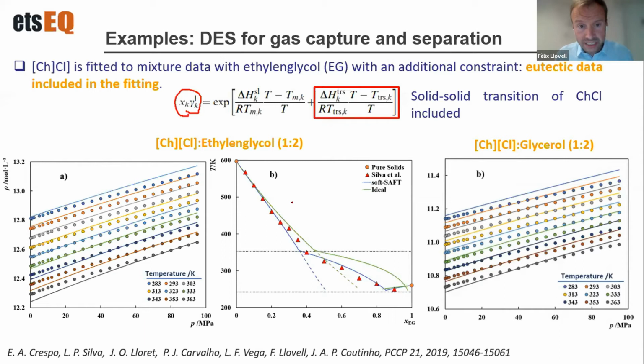Once we have this information, it is possible to calculate other deep eutectic solvents, such as choline chloride with glycerol. And the results are shown here, fitted to high pressure data. Here we can see that we already have the data for choline chloride, the data for glycerol had been previously obtained, and here we obtain our calculations.